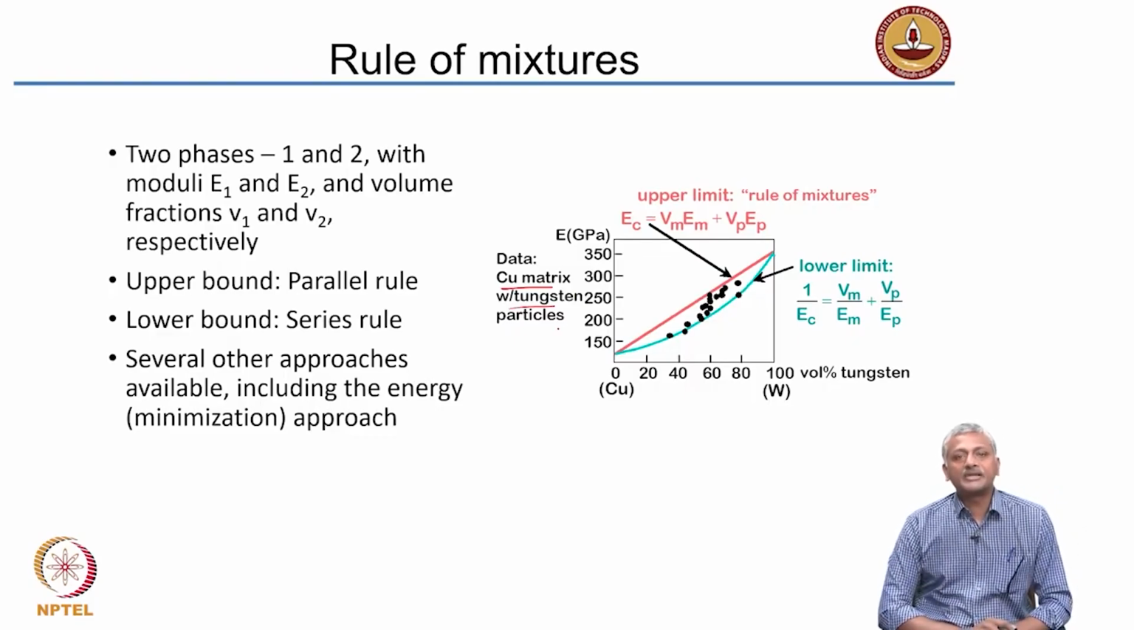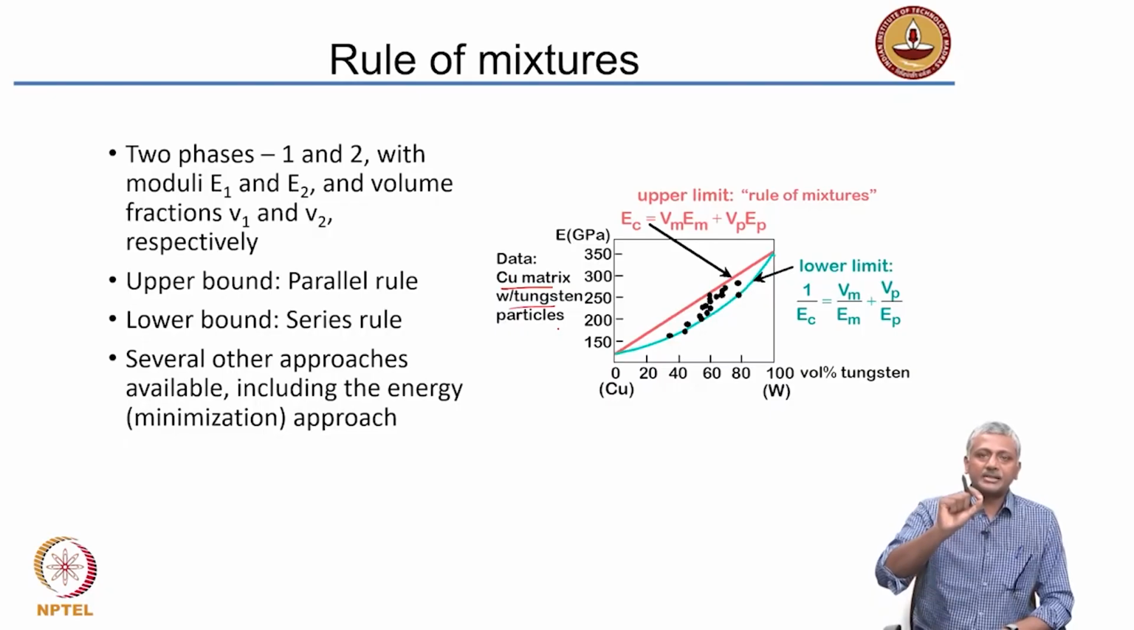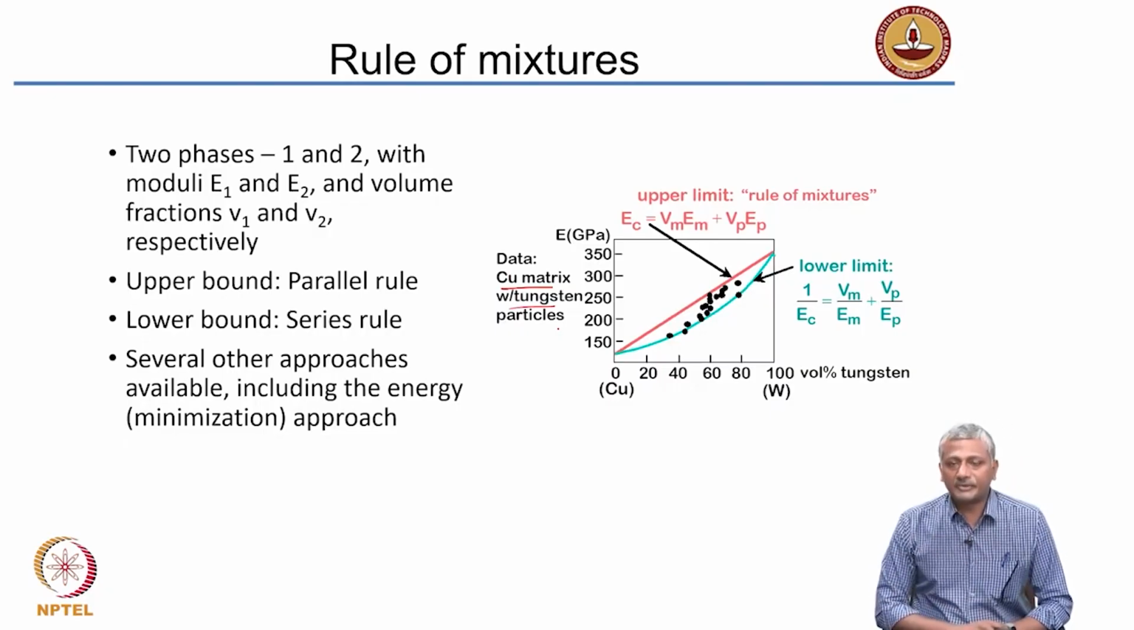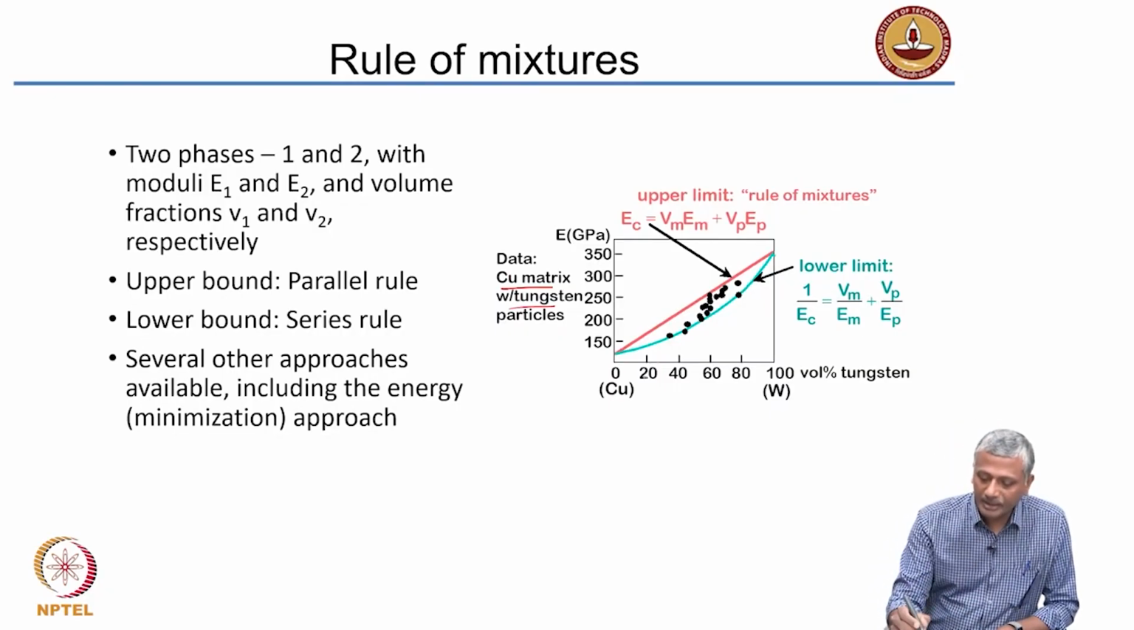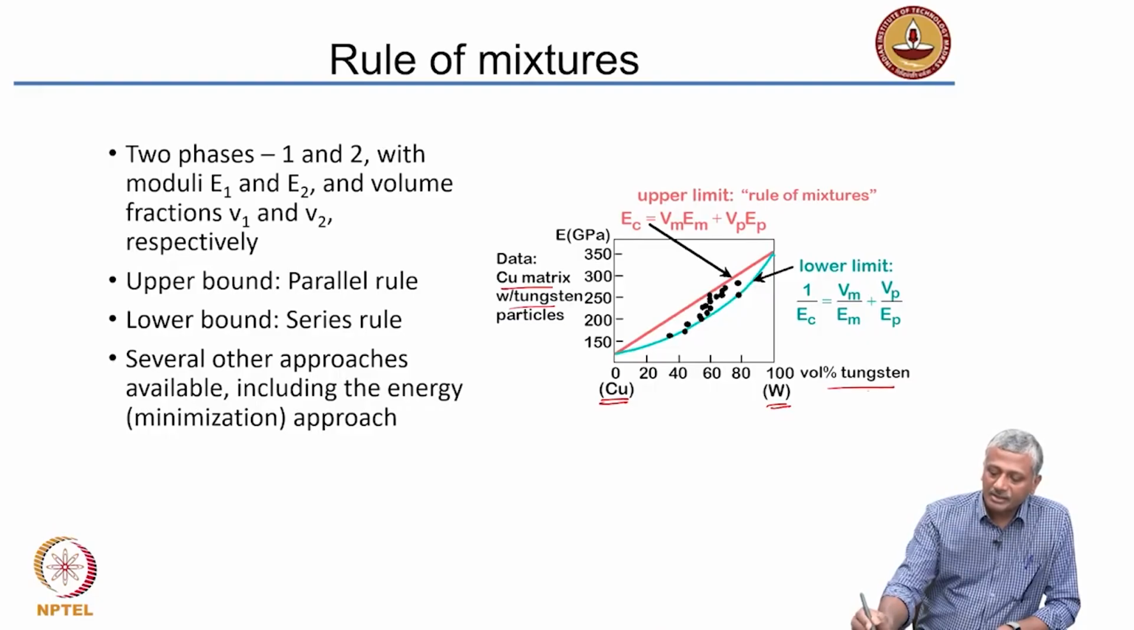So, you have a continuous phase that is copper and then tungsten particles are strengthening this phase. What is plotted here on the x axis is the composition in terms of copper and tungsten. The volume percentage of tungsten increases from left to right. That means here you have pure copper, here you have pure tungsten.